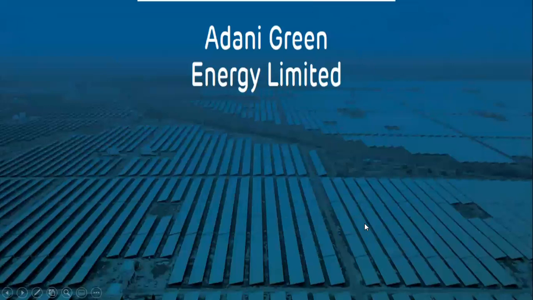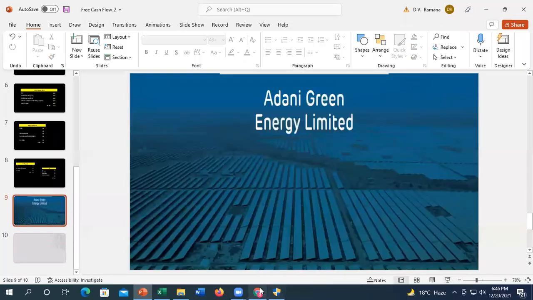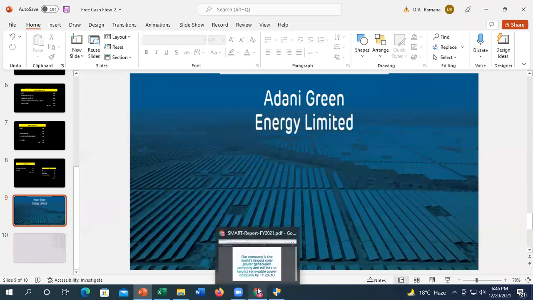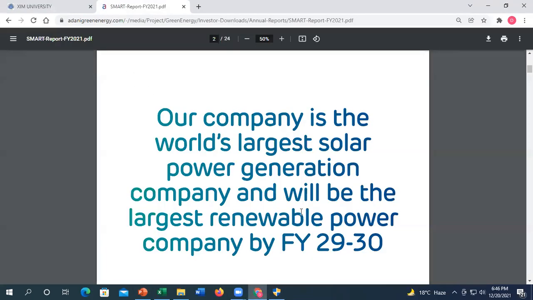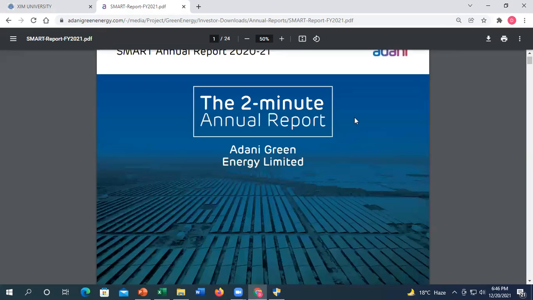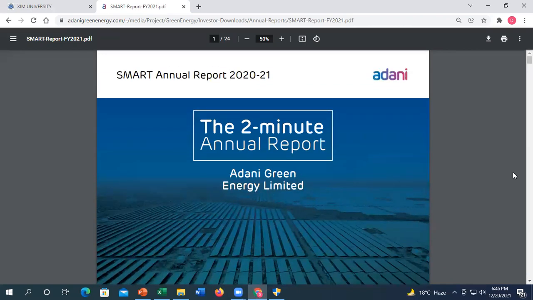Let us take an example of a company, Adani Green Energy Limited. It has been doing well on the basis of accounting reports. We can visit their annual report, and the annual report says that it's a company which is the world's largest solar power generation company and will be the largest renewable power company by the financial year 29-30. We are using the annual report for the year 2021.